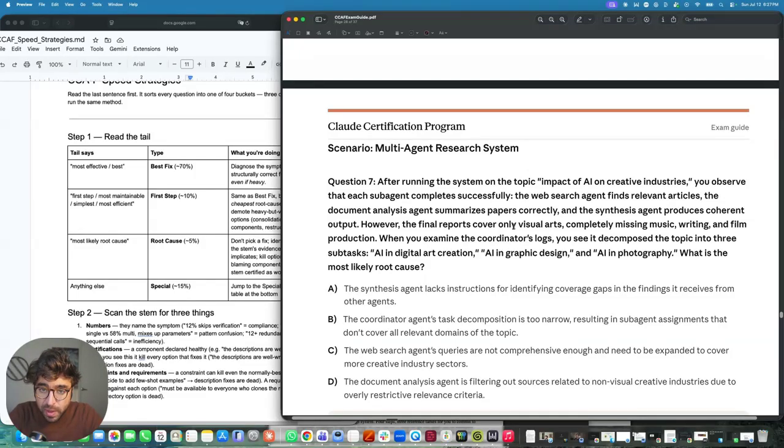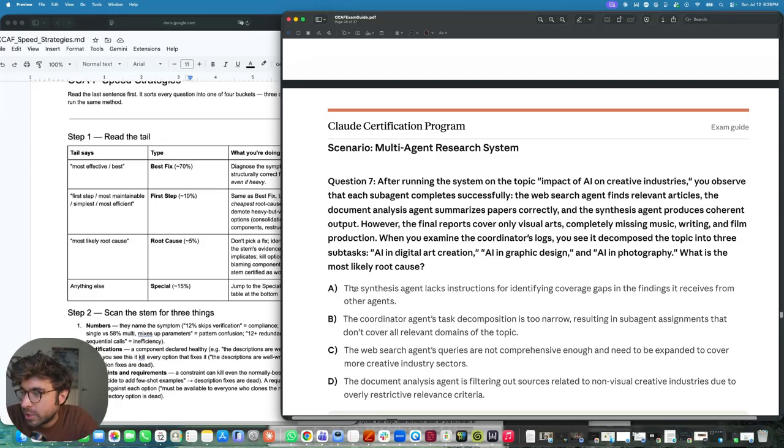And because we know that the 3 sub-agents didn't do anything incorrectly, it seems very likely that this is the problem right here. So we know that the root cause is printed right there in the question. The coordinator decomposed the topic too narrowly, and the sub-agents, they did exactly what they were told. So what we're going to do is look through these answers and look for any of the answers that are telling us that the coordinator made a mistake.